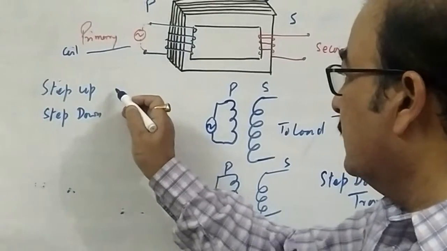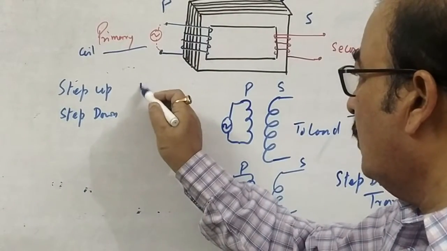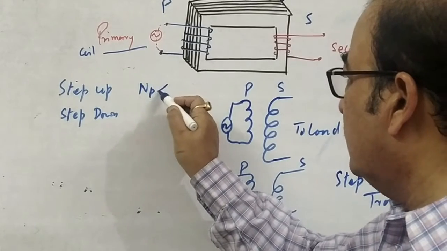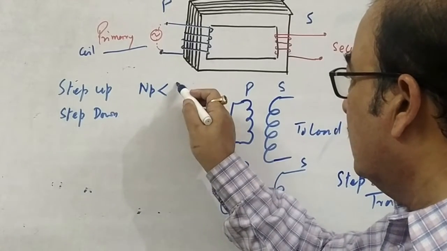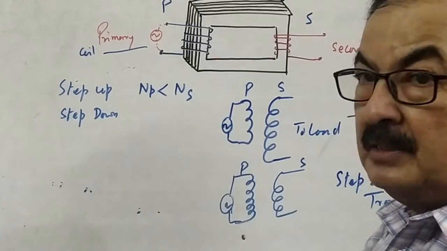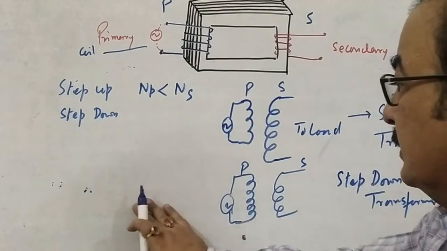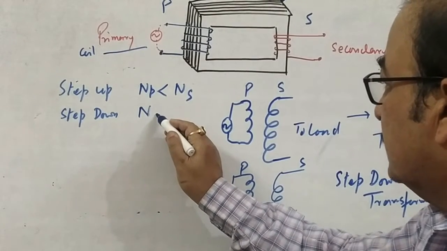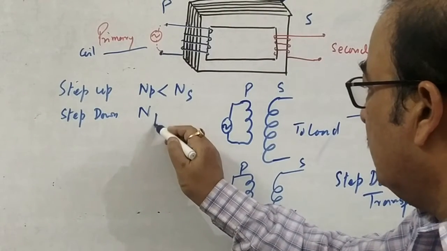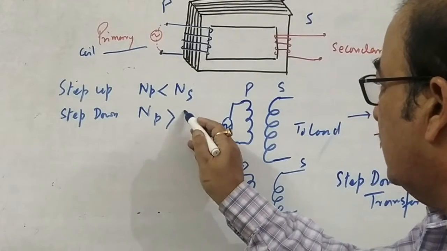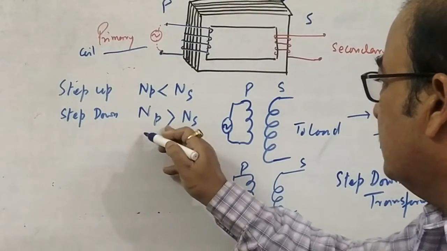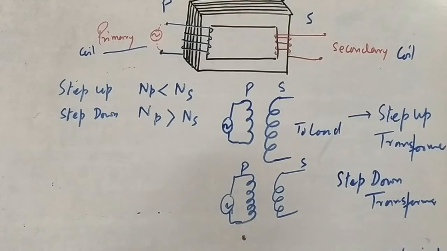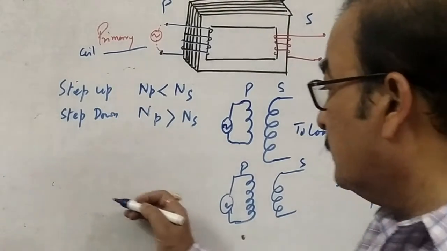What happened? That is, in case of step up, the number of turns of primary is less than number of turns of secondary. There is step up. In case of step down transformer, what we have, number of turns of primary is greater than number of turns of secondary. Step down transformer. ठीक है? So on which principle can it work? What is the principle of it?